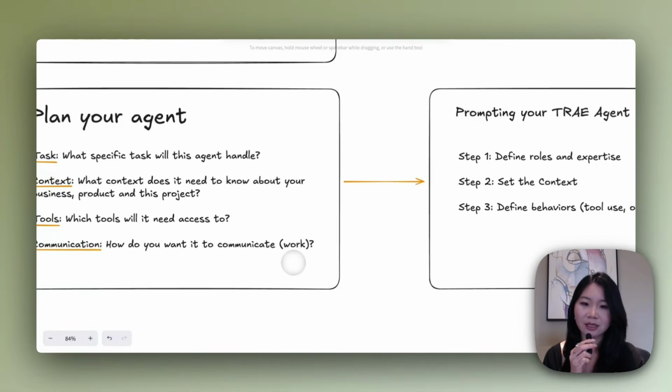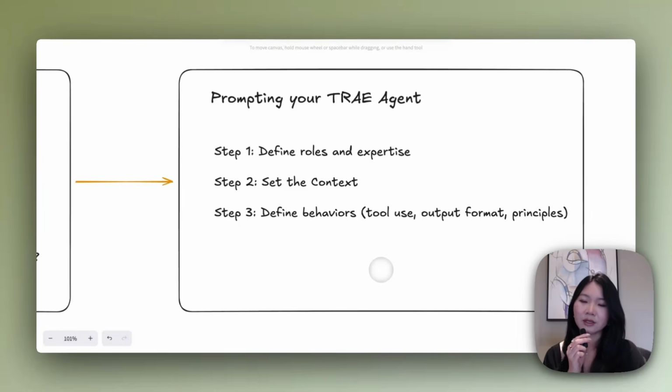After we plan our agent, we can go to the prompting part. The heart of a good agent is the prompt. This isn't just about telling it what to do. It's also about setting the role, expertise, context, and clear boundaries of your agent. To prompt your Trae agent, usually you can take these three steps. The first step is to define the role and expertise of your agent, whether it's a backend expert, a testing expert, or a strategy agent that specializes in SEO. You can start by specifying the role and expertise of your agent.